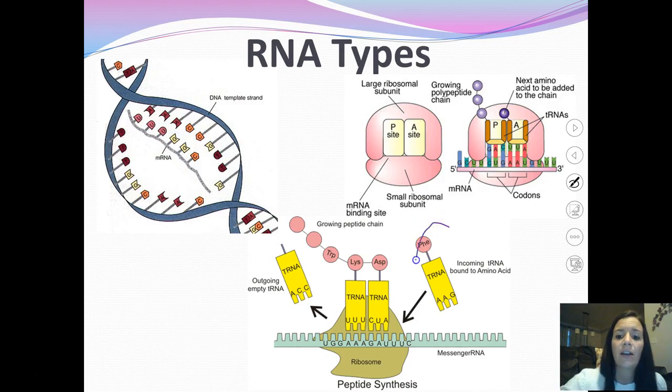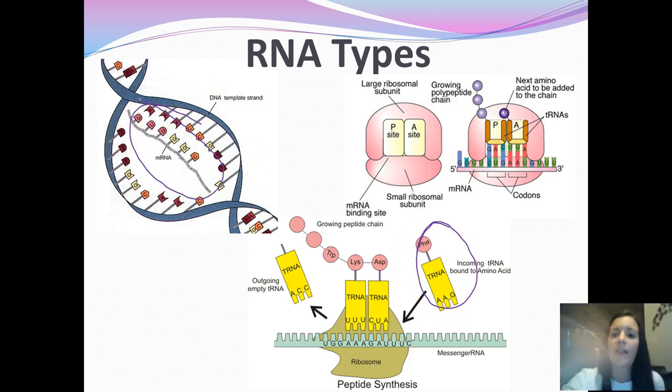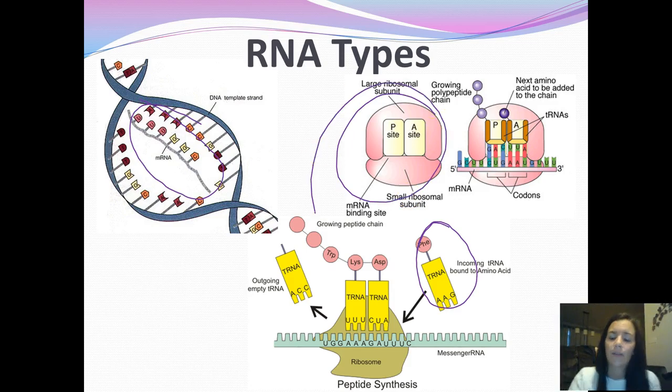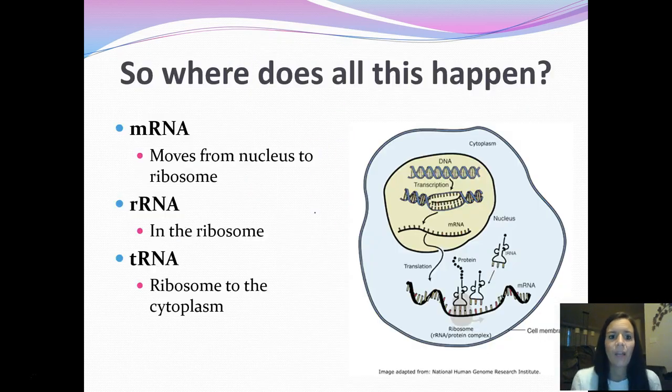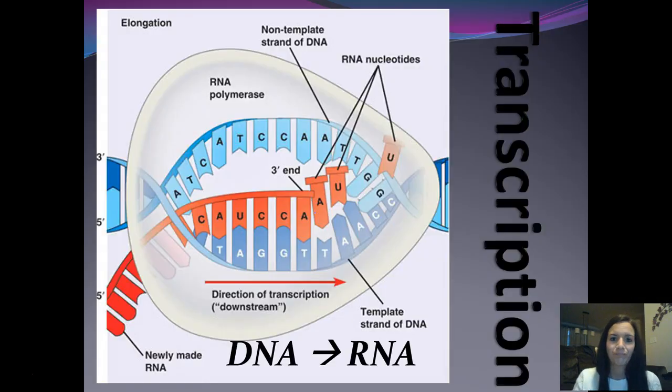Here's a better look at just those different types of RNA. So you see tRNA is incoming, it has amino acids connected to it. mRNA is here, it's made from DNA, and then rRNA is part of the ribosome. The important thing to also remember is where it all happens. So like I mentioned, mRNA can move from the nucleus to the ribosome. This is why mRNA is used instead of DNA. Then rRNA is only in the ribosome, and tRNA goes from the ribosome to the cytoplasm.